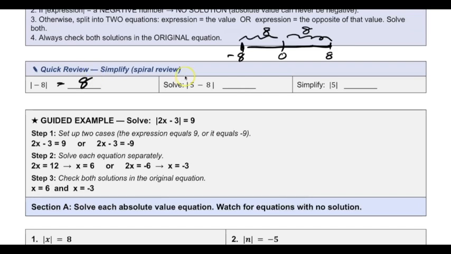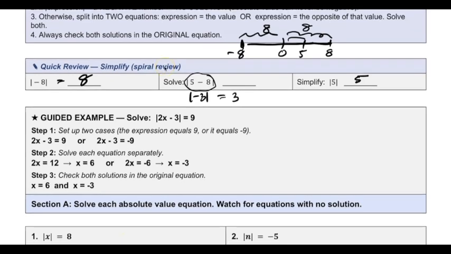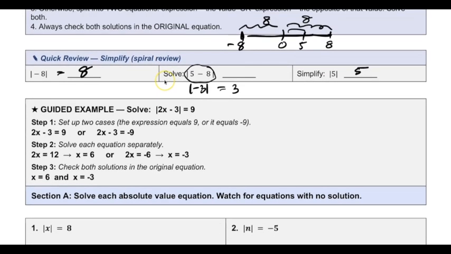That's all it is. So if I was doing this one, absolute value of 5 minus 8, remember, order of operations, I do the inside first. 5 minus 8 is -3. Absolute value of -3 is just 3, because that's how far -3 is from the origin. It's 3 away. Simplify 5. Well, 5 is 5 from the origin, so just 5. So absolute value is always positive. It's distance, and distance is always positive. So with that in mind, let's solve an absolute value problem.